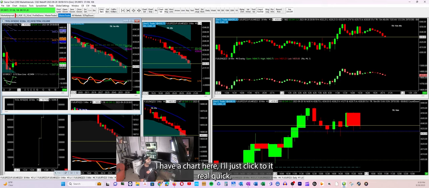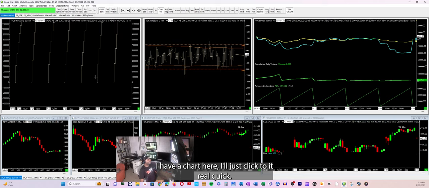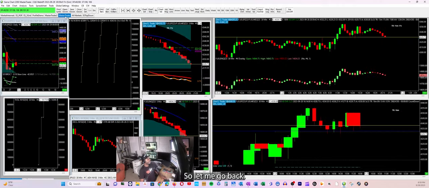There are some other market internals. I have a chart here, I'll just click to it real quick. There's the 30 minute, this is a tick chart. This is volume. There are things like the advance decline that shows how many stocks are advancing versus how many are declining. I used to use these more. I don't use them anymore. The only thing I use now is this 30 minute NYSE volume chart. So let me go back.